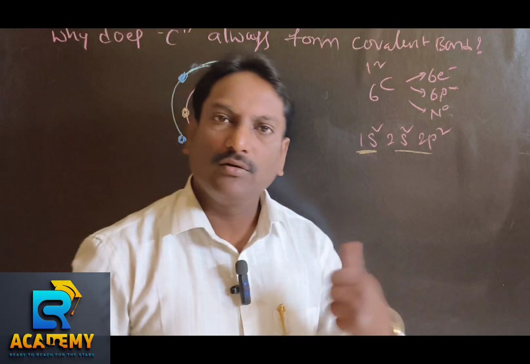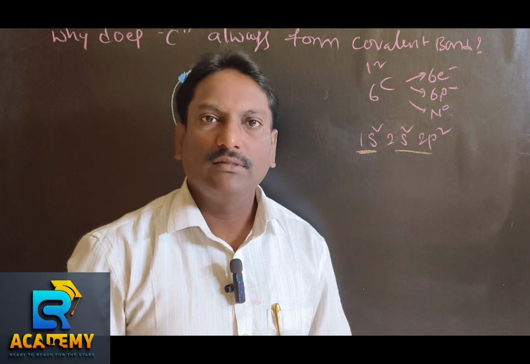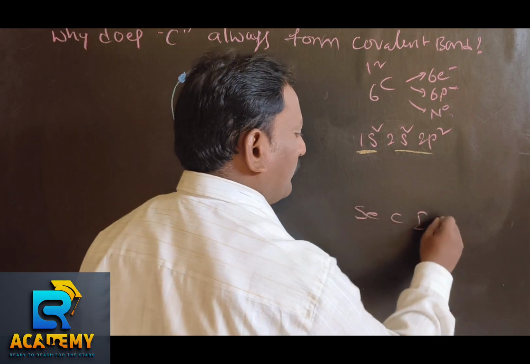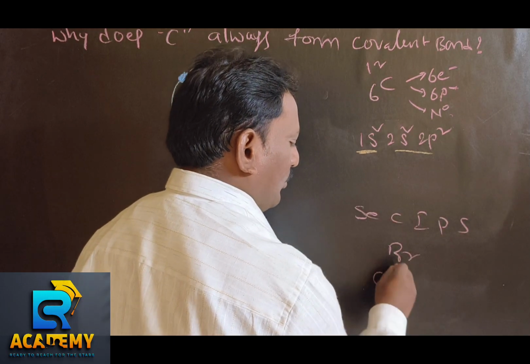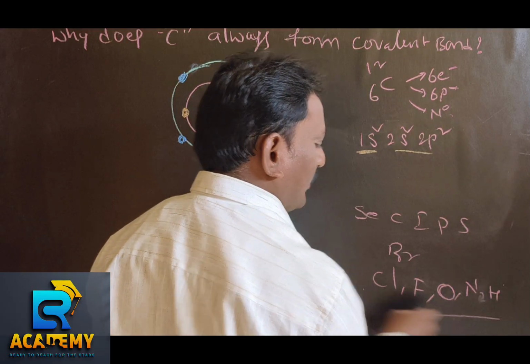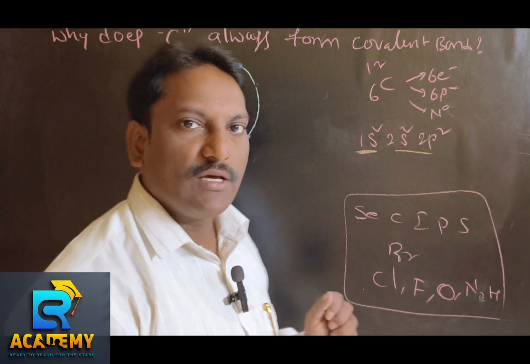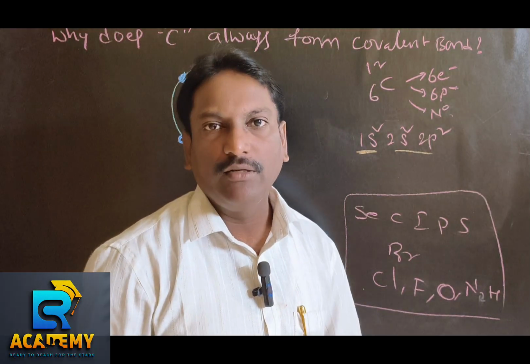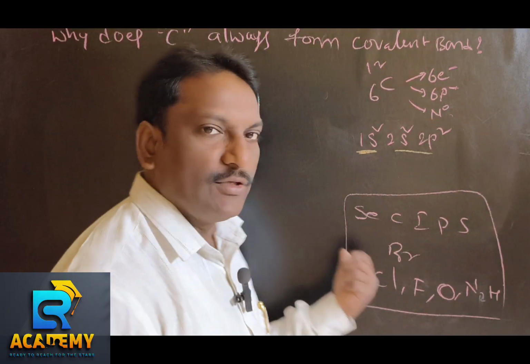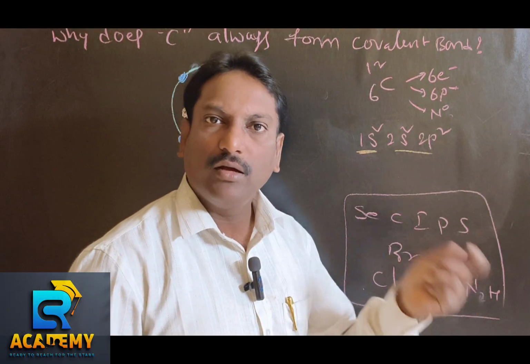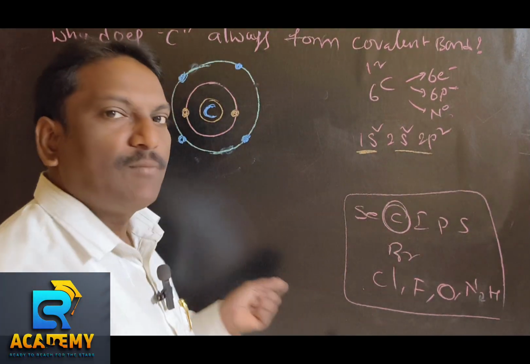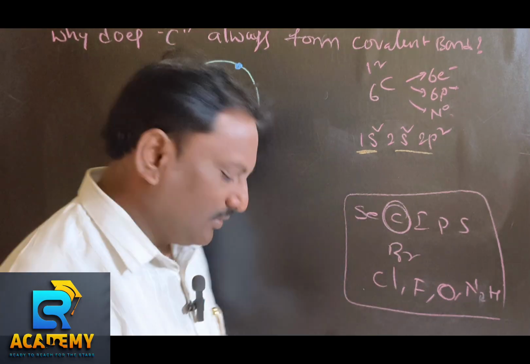Carbon is a non-metal like chlorine, fluorine, oxygen, sulfur, selenium, iodine, phosphorus, bromine, nitrogen, hydrogen. These are all non-metals. These non-metals are ready to form ionic bonds and also ready to form covalent bonds. But then what about carbon? Carbon only forms covalent bonds.